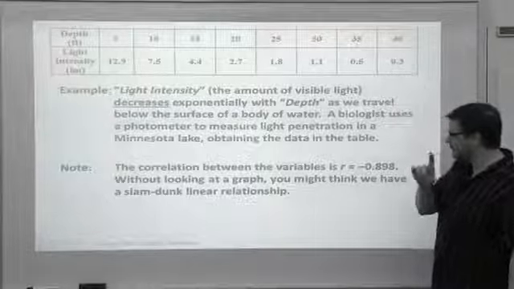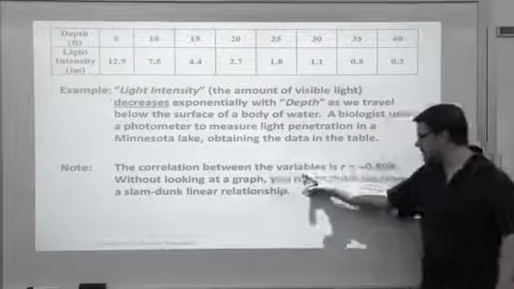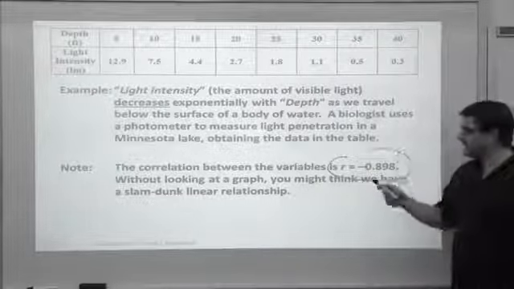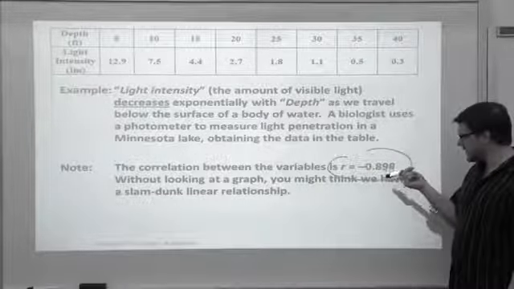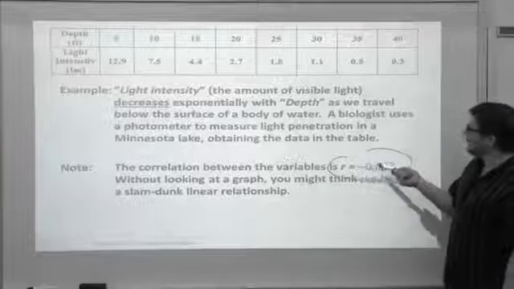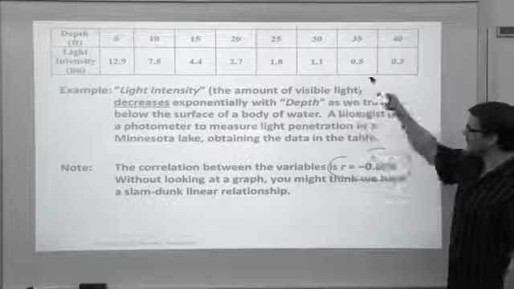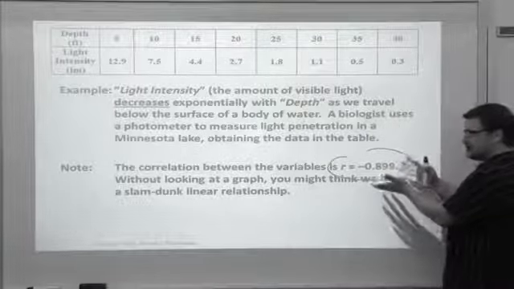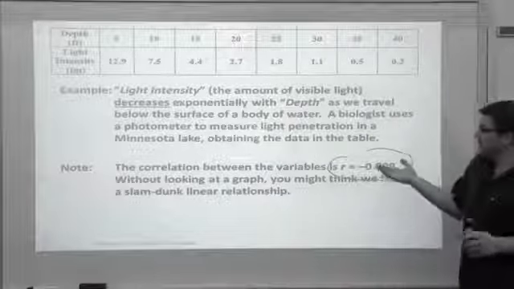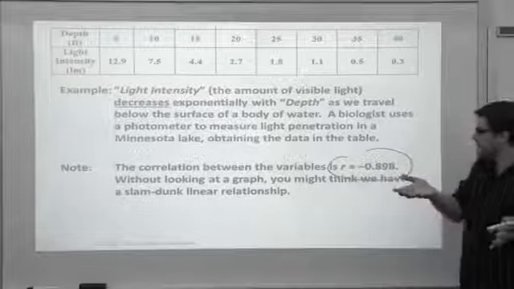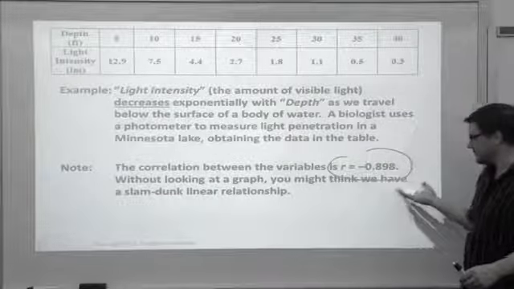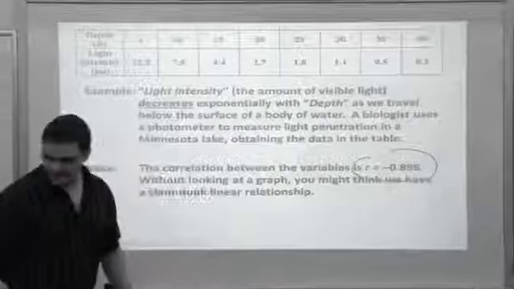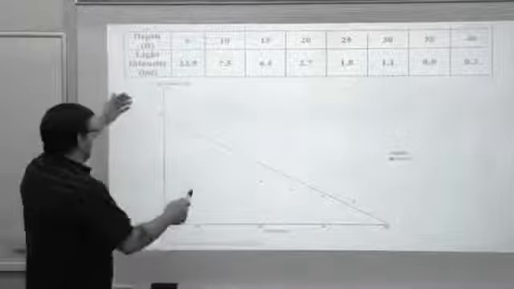Now, one thing to note, the correlation between the variables is r equals negative 0.898. That's a pretty strong negative correlation. It's telling us these variables are related, but what we need to do is look at that scatter plot. I can't just look at this correlation in isolation and say, well, it must be linear and fit a linear model. Without looking at the graph, you might think we have a slam dunk linear relationship. Now you've got it in front of you. You've seen the punchline here.